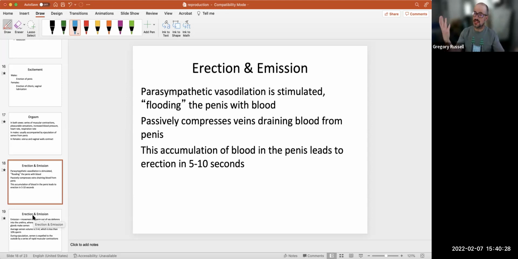In addition to that, because they flood the penis with so much blood, the blood vessels that would normally drain the penis of blood actually get pinched. Because of that, we have blood coming in, but it can't leave. It stays there, and we see erection occurring. So blood accumulates in the penis relatively quickly.